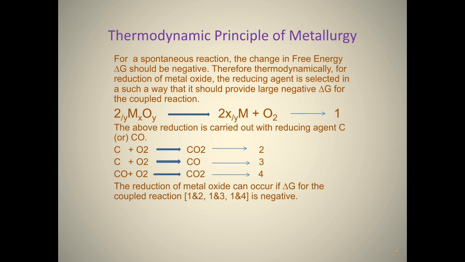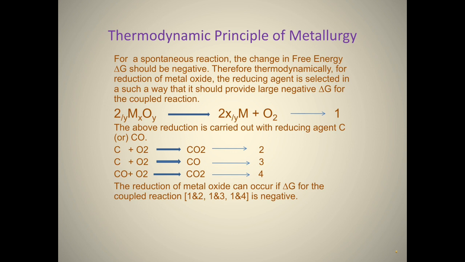So, this thermodynamic principle gives a suitable condition for that reduction reaction. With the help of the condition, we choose whether carbon or carbon monoxide is suitable for this metal oxide. So, what is the condition here? We have already learned in our 11th standard, for a spontaneous reaction, the change in free energy, delta G value, should be negative. So, this is the suitable condition for that metal oxide.